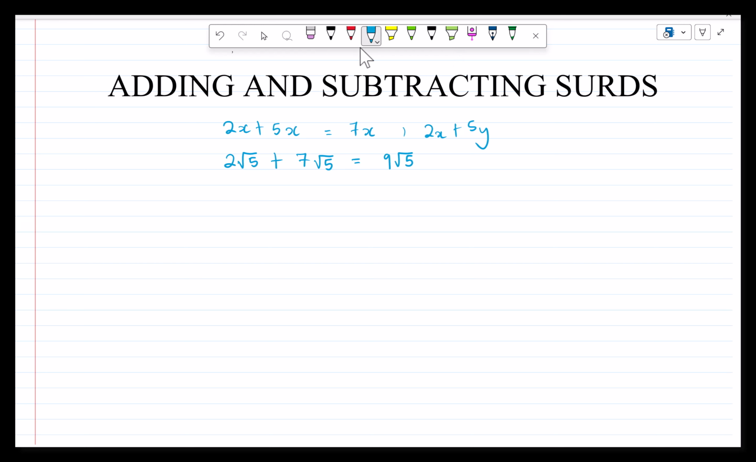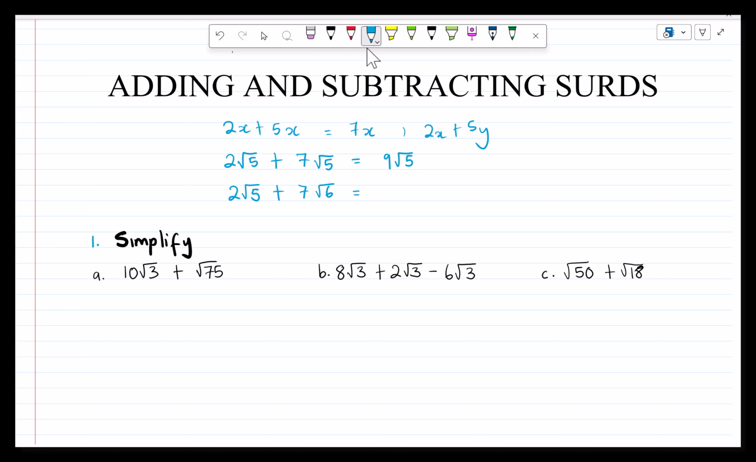But similarly, if we have an example such as 2 root 5 plus 7 root 6, this cannot be simplified because the two are not the same. Root 5 and root 6 are not the same. So just like algebraic terms, for us to add surds, they have to be similar. I'm going to go over a couple of examples so that you fully understand what it is that you can add when we're talking about surds.